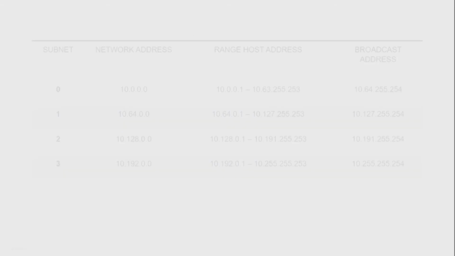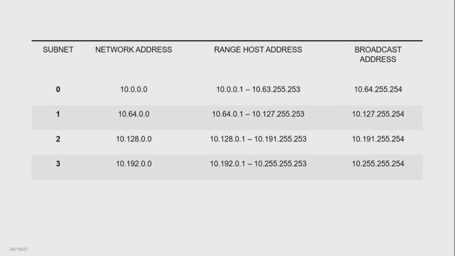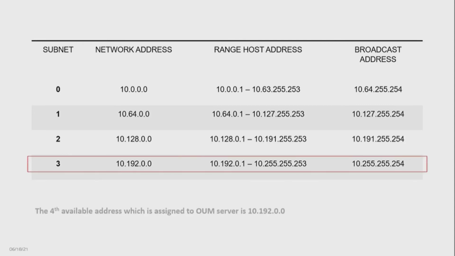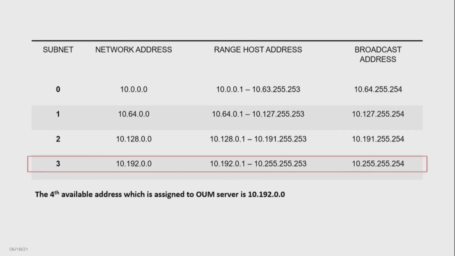This is the table of the 4 subnets that we have calculated in the subnetting calculation before. Here, we can identify that the first available address, which is assigned to the OUM server, is 10.192.0.0.